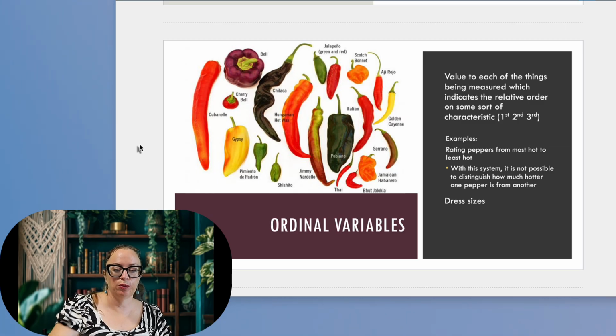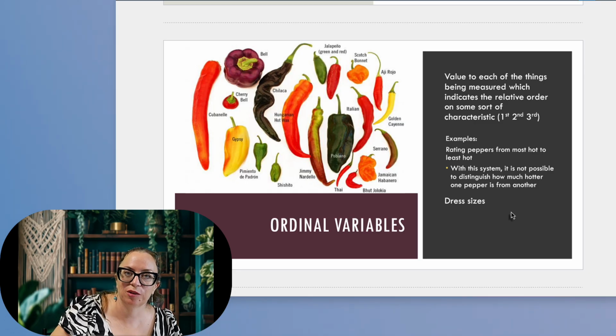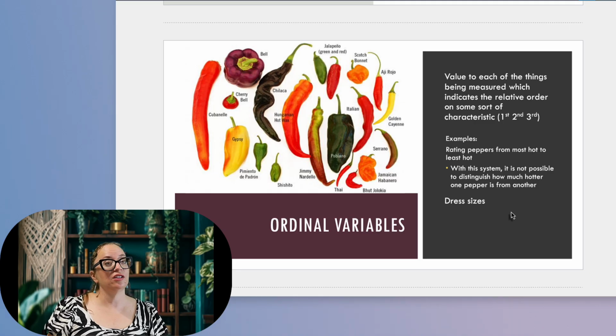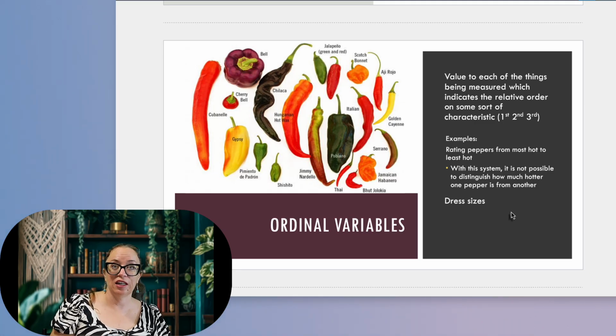I also include women's dress sizes here because they're a little bit of an enigma, a mystery, right? They're ordered 0, 2, 4, 6, 8, and beyond in even numbers, but the difference in size between, say, a 0 and a 2 is not necessarily the same difference in size between a 6 and an 8. Although we can say with certainty that an 8 is bigger than a 6 and that a 2 is bigger than a 0, okay?